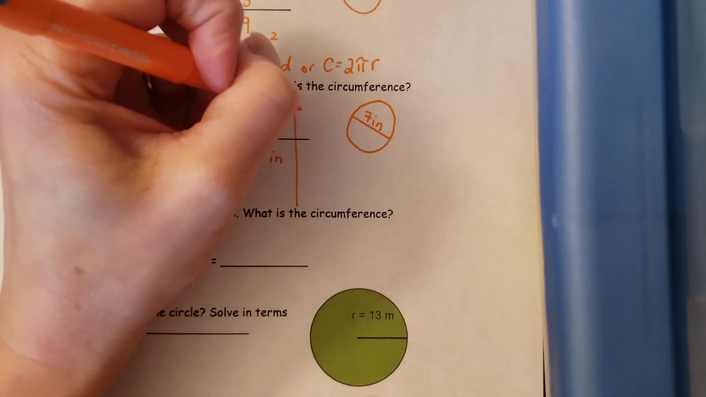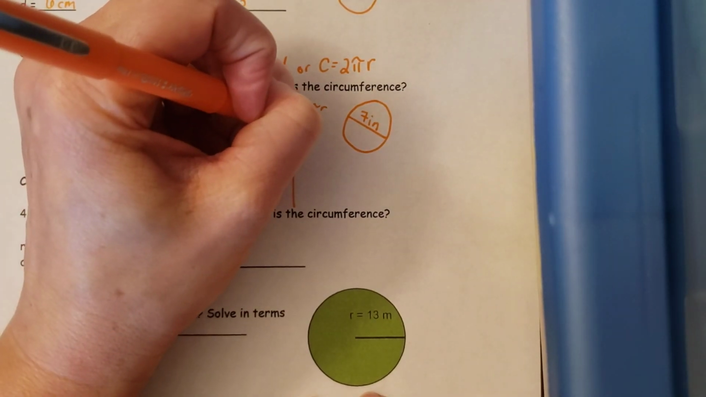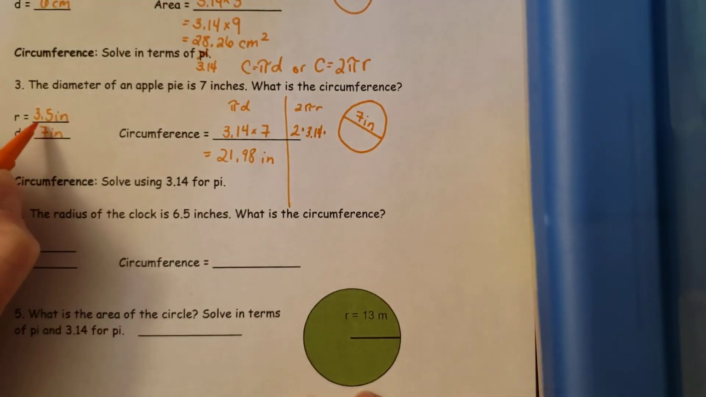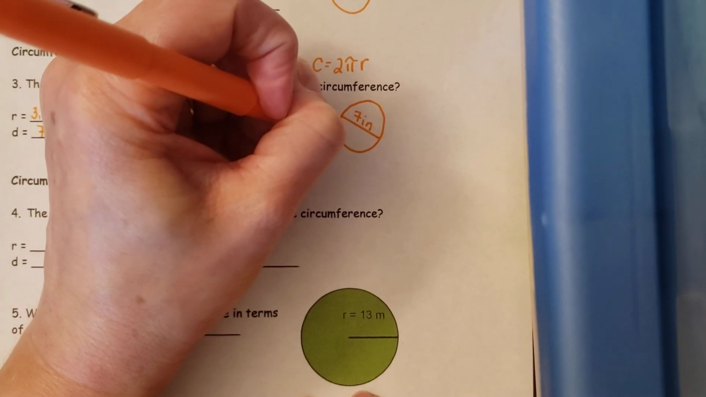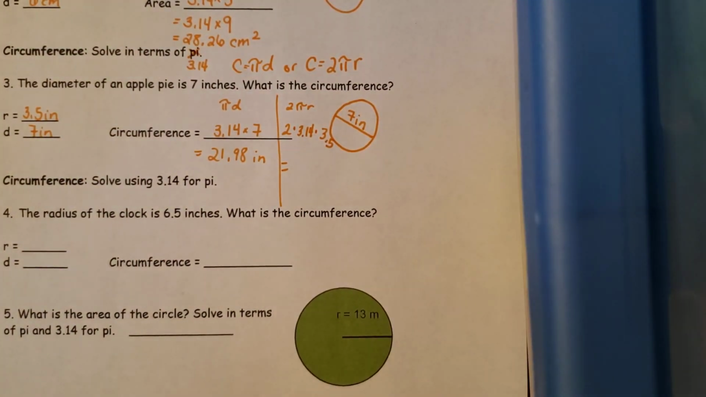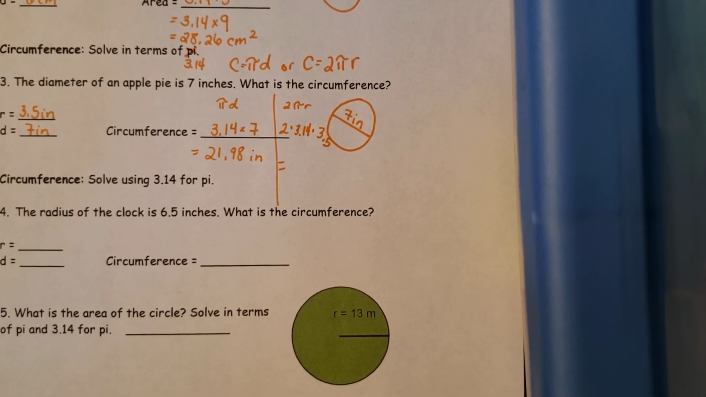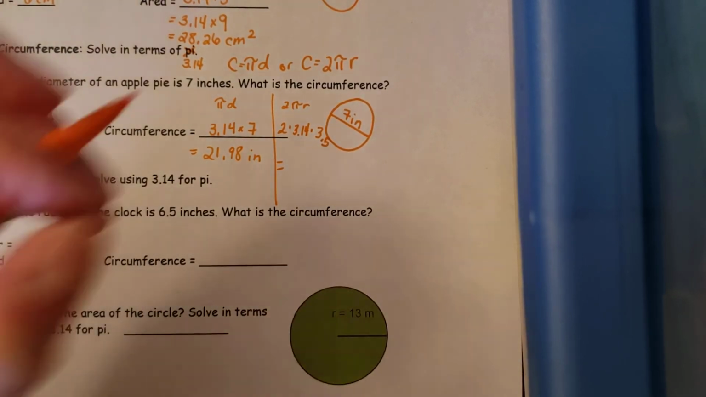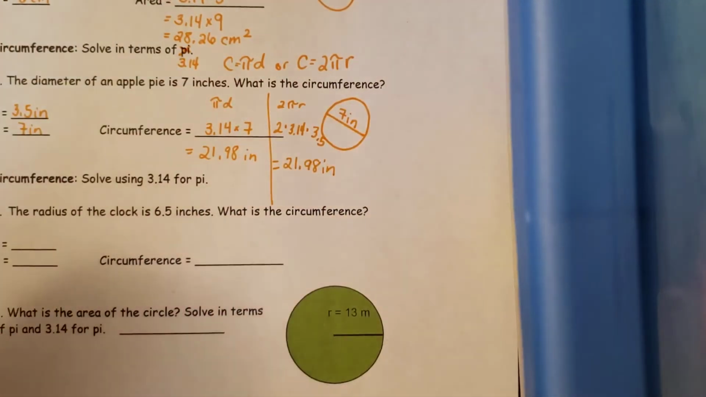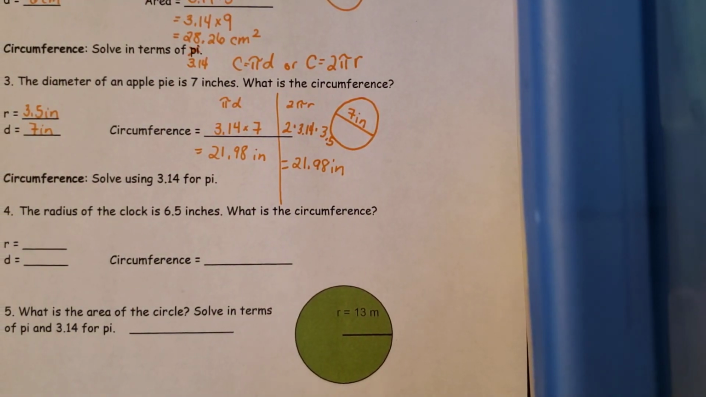Now let's see if we did this the other way. If we did 2 pi r, would we get the same answer? Let's see. 2 times 3.14 times, this time we'll use our radius, 3.5. Sorry, that's getting a little slanted. I ran out of space. 2 times 3.14 times 3.5. Look at that. 21.98 inches.